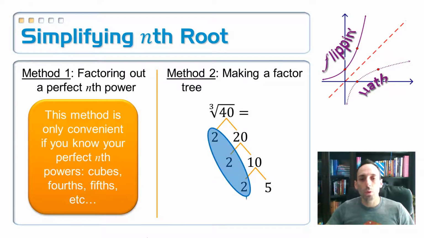So I'm going to pull out that 2. It gets to come out. The 5 is left all by itself, so it has to stay inside of the cube root. Okay, so I still get the same answer.